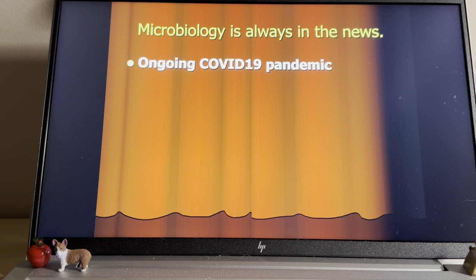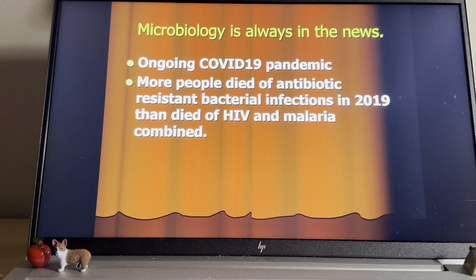The COVID-19 pandemic, a lot of people would like to pretend that it's over. It's not. There are new boosters coming out all the time. I'm hopeful that it's going to get to the point where it's just like an annual flu shot. But yeah, it's still ongoing, and people are still dying of COVID-19 in those more vulnerable populations.